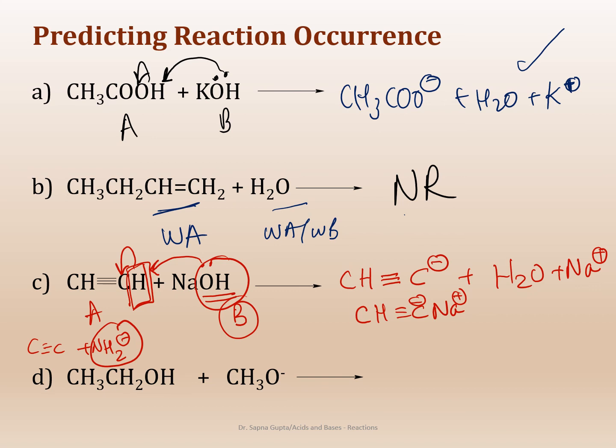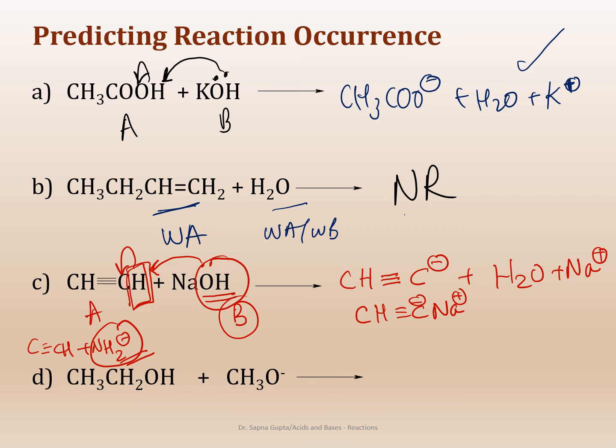And hopefully you are thinking it's going to be the amide, because amide is a stronger base than hydroxide, as we just talked about. So if you treat an alkyne with an amide, that reaction is more favorable than with the sodium hydroxide.